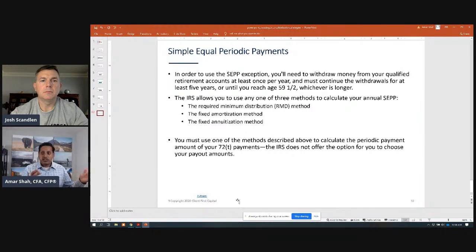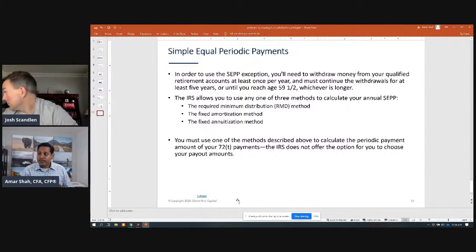So the first method is you start taking RMD distributions. The IRS table has this long table, and you can just start taking the distributions. The second method is if you take a fixed amortization. A lot of people will do an immediate income annuity for like 5 years, 7 years, 10 years, whatever the shortest duration that they can get that matches up with the 72T rule.